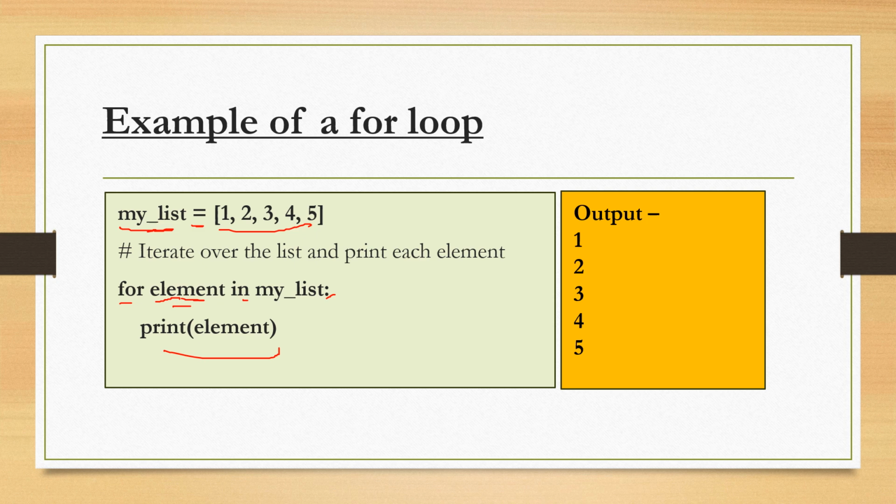So this is the print element, and when we run that code we will get this output. It will repeatedly execute that code. First of all, the element value will be 1. After that, it will print the value, and then we will get 1. Then it will iterate over that list, and the element value will be 2. Then it will print, then 3, 4, likewise it will print until 5.